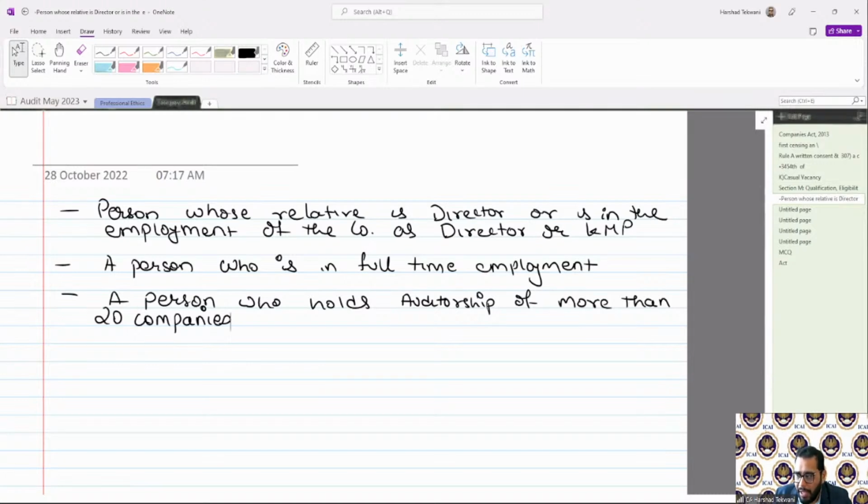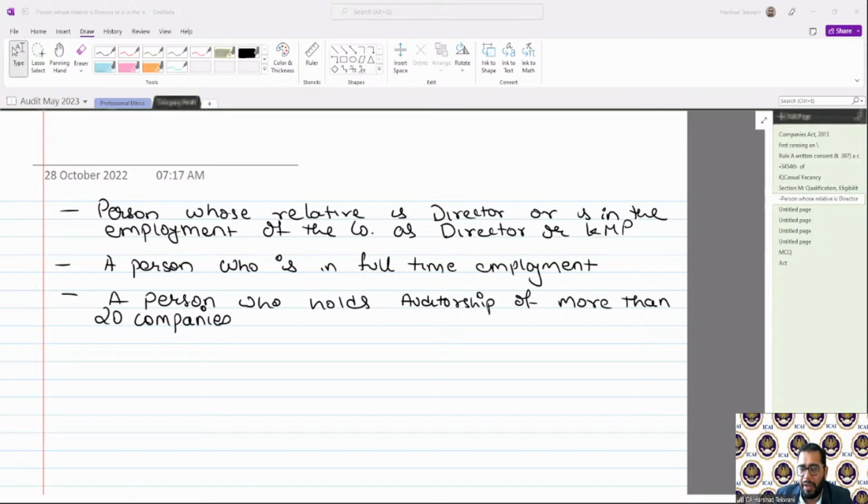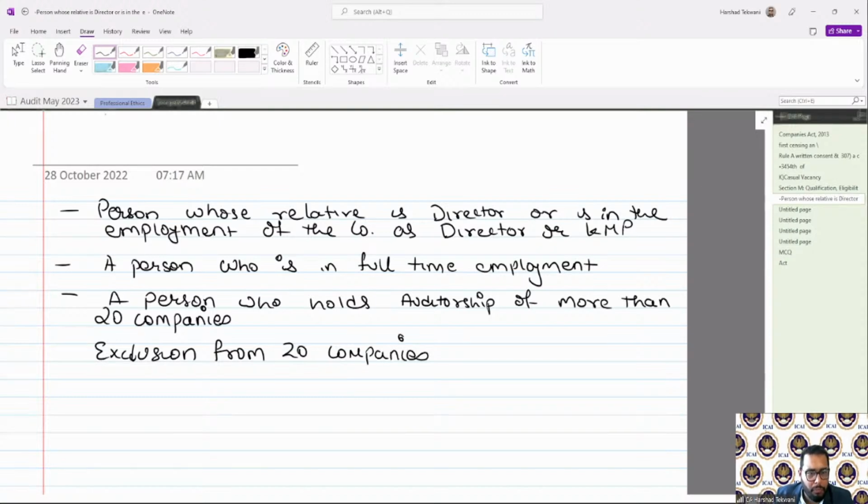Now, there is one detail we need to consider. When I talk about these 20 companies, there is an exclusion. So if I want to consider, as on the date of appointment or reappointment, whether a person is holding auditorship of more than 20 companies, I need to exclude certain companies. And what are these companies?